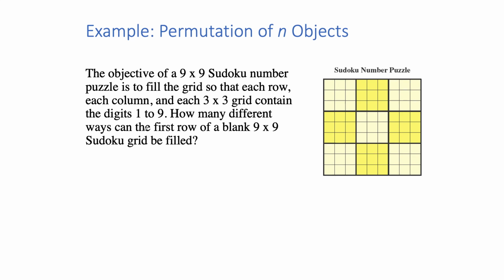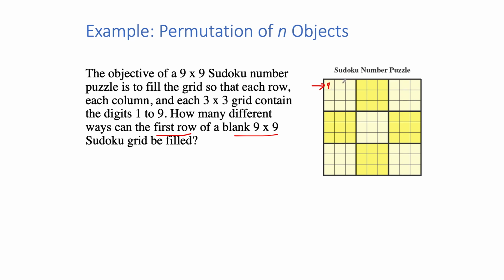So the question is, how many different ways can the first row of a blank 9 by 9 Sudoku grid be filled? If I think about the first row here, how many ways are there for me to fill this? The question is about counting the number of different types of arrangements that we can do. For the first position, you have all 9 digits available, 1 through 9.